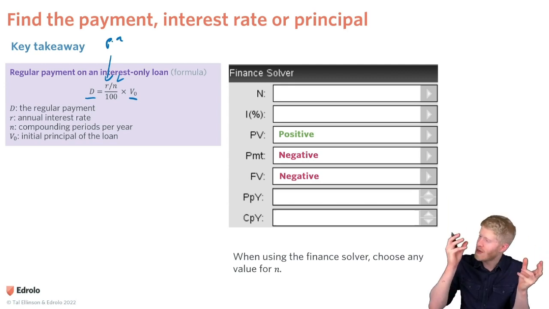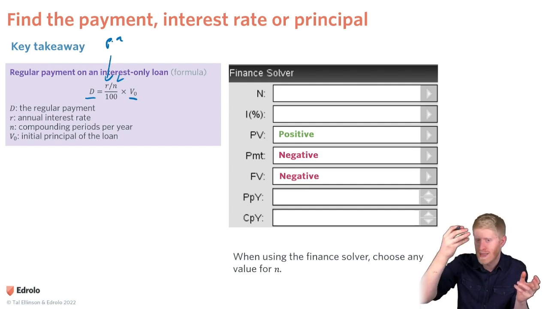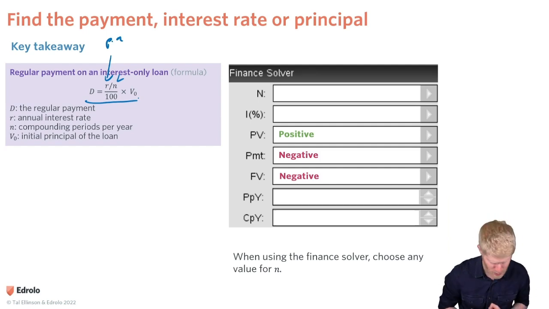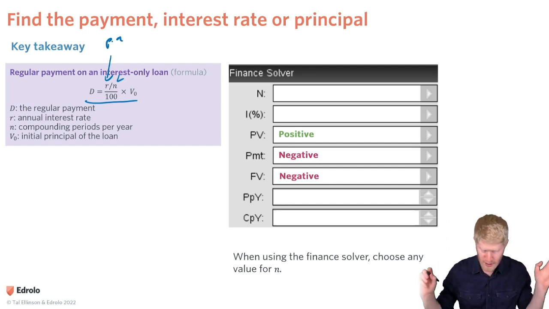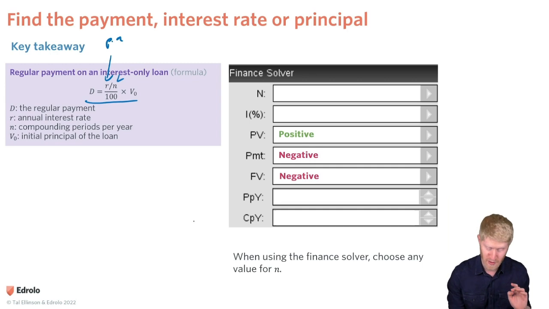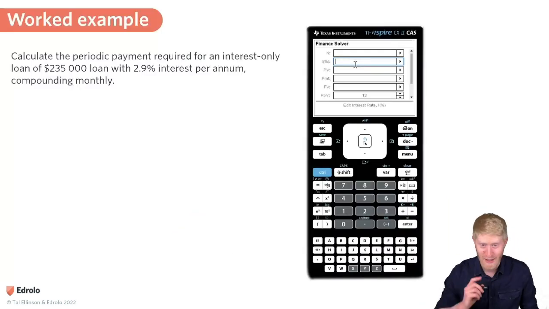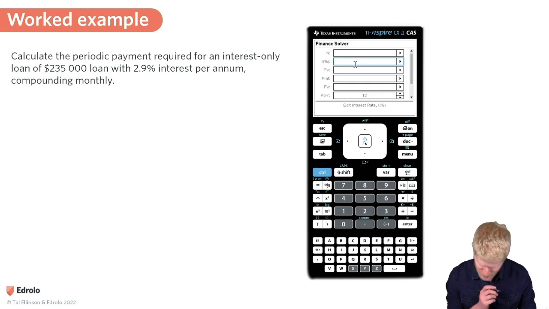And if you think about how an interest-only loan is defined, the payments are equal to the interest, they're the same thing. That's why this is the formula for the payment as well. Let's use these ideas and solve some questions. For some of them, we'll be able to use this. For some of them, we'll have to use this. All right, calculate the periodic payment required for an interest-only loan, $235,000 with a 2.9% interest rate.